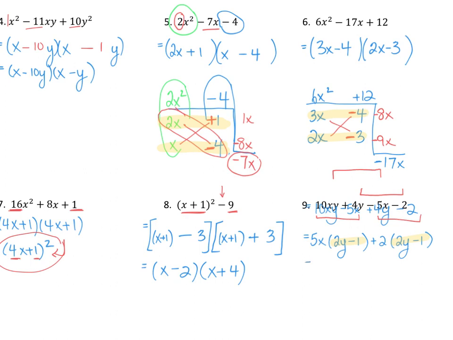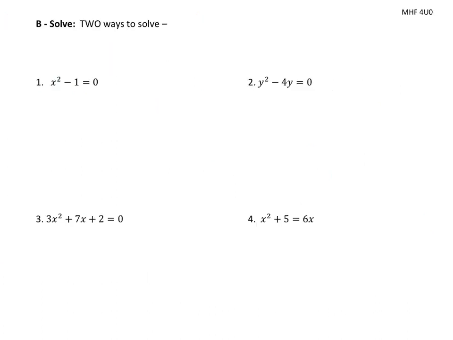Okay, so common to both of those terms is now 2y minus 1. And what's left? 5x plus 2. So that's factor by grouping, another one that you should have seen previously.